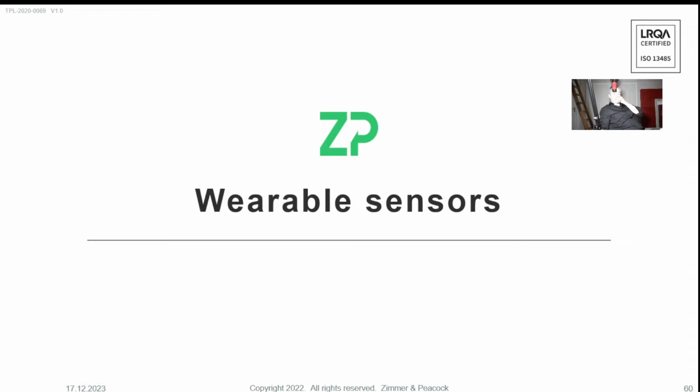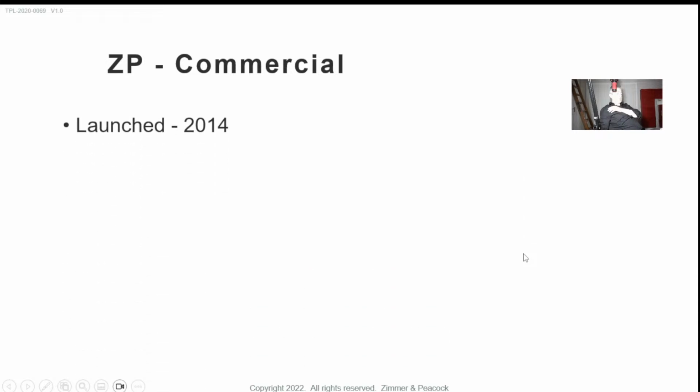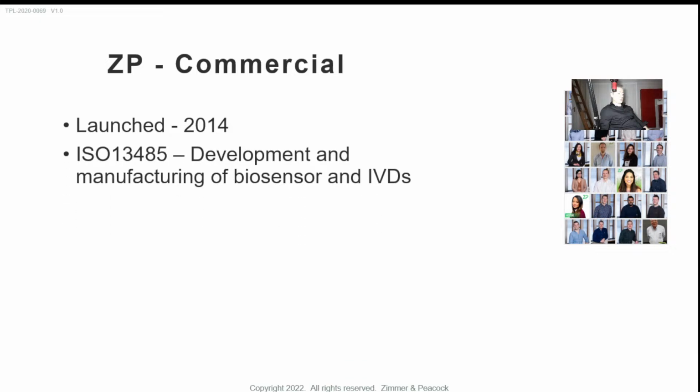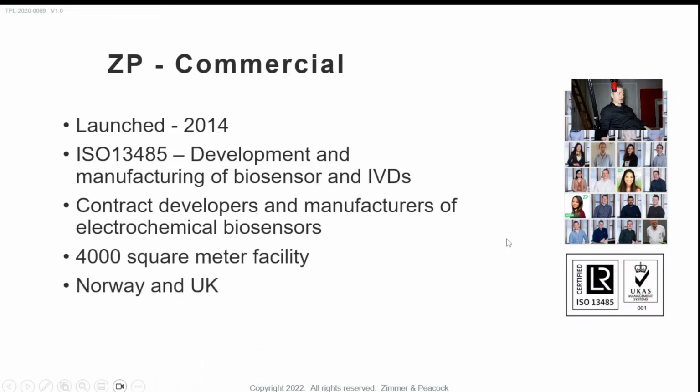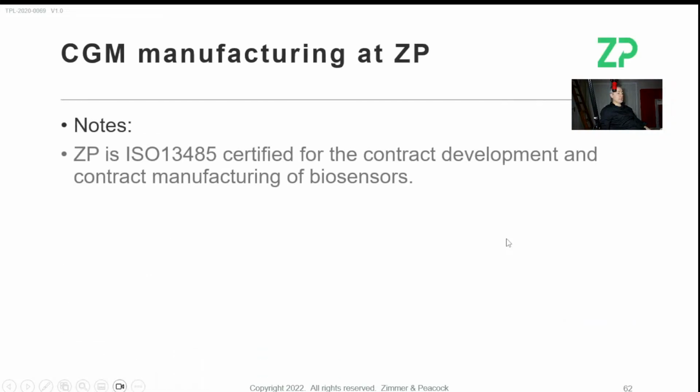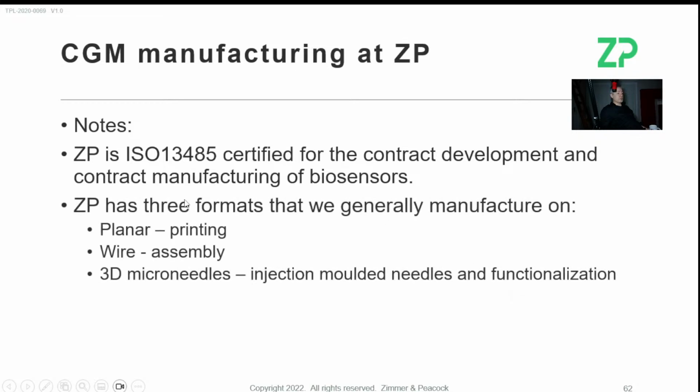So I'll jump into it a little bit more. ZP, just out of interest, we are ISO 13485. We were launched in 2014. We do have a lot of manufacturing and development capability. I have a fairly nice facility, primarily in Norway and the UK. It says CGM here, meaning continuous glucose monitoring. If you could do continuous glucose monitoring, then you can also do continuous lactate monitoring or continuous cortisol monitoring. So we're pretty familiar with doing this kind of work.